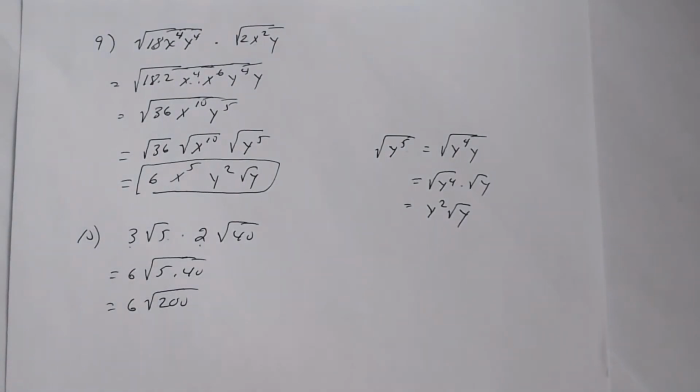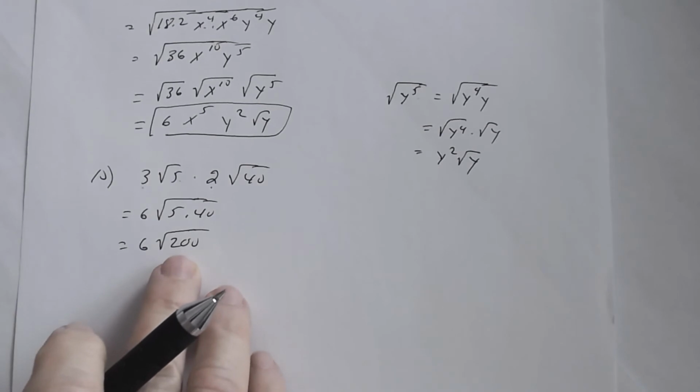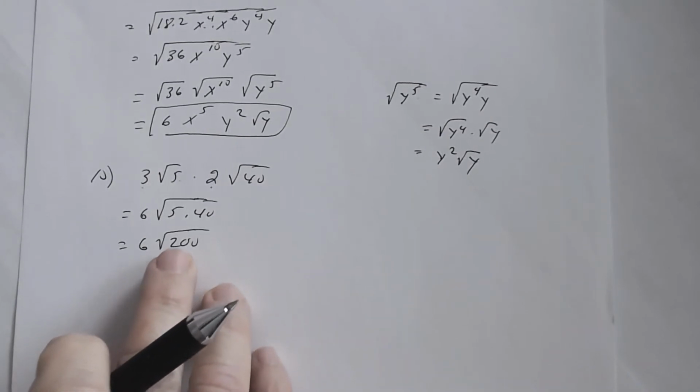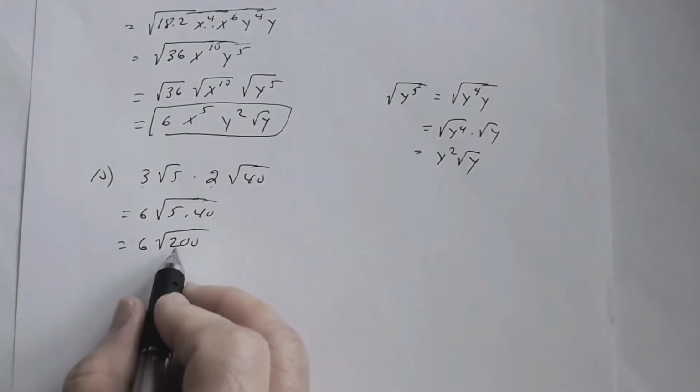Okay, now ask yourself, can I simplify the square root of 200? Is there a perfect square that goes into 200? And let's use the largest. Okay, now all of you should see that the largest is 100. 100 is a perfect square. So let's go ahead and use 100.